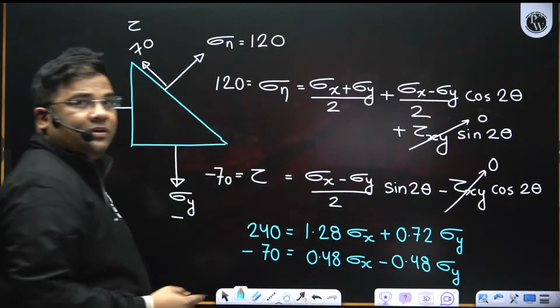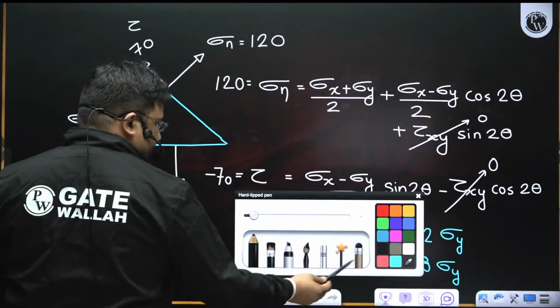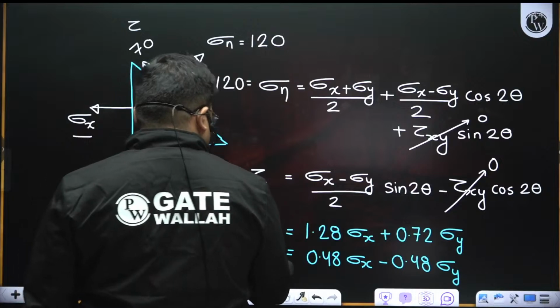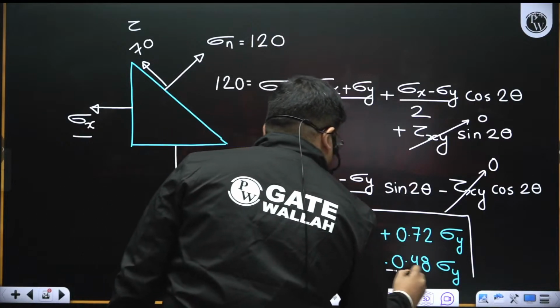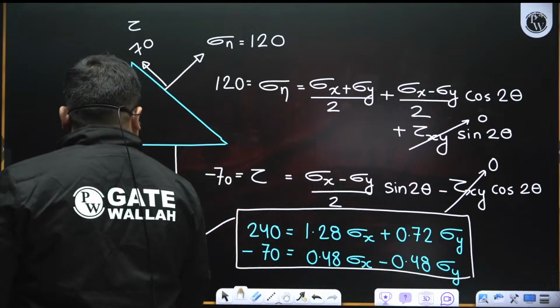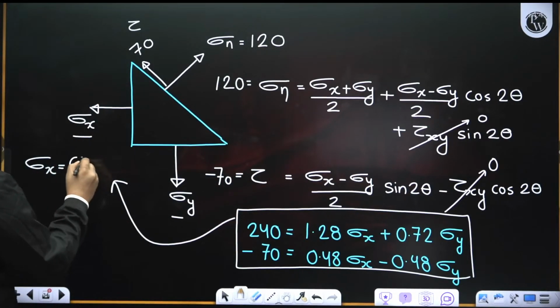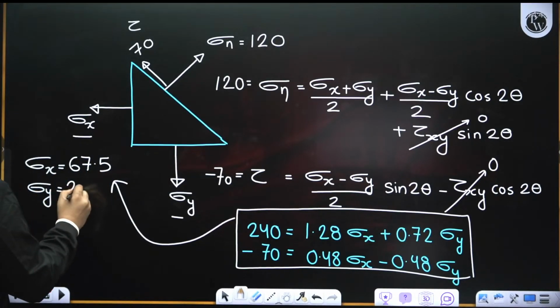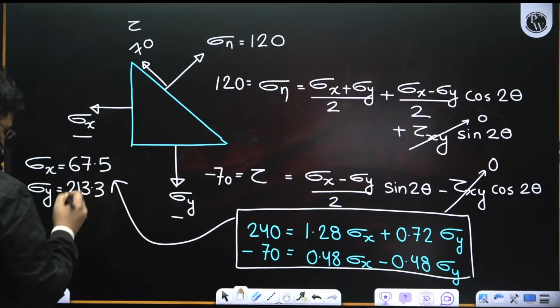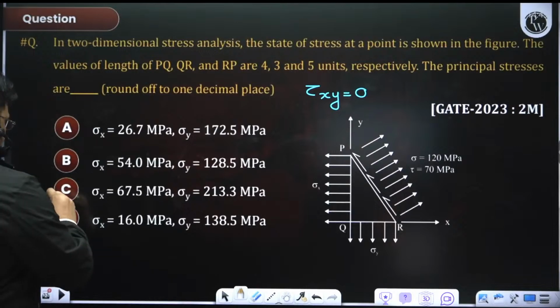Now two equations, two unknowns. Solving these two equations, from here I'll get sigma x equal to 67.5 and sigma y equal to 213.3. So option C is the answer.